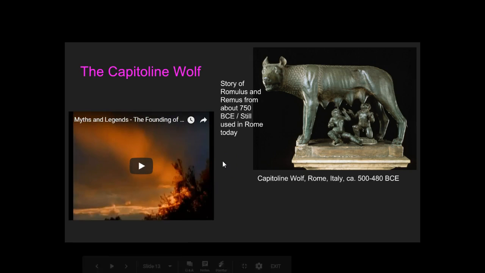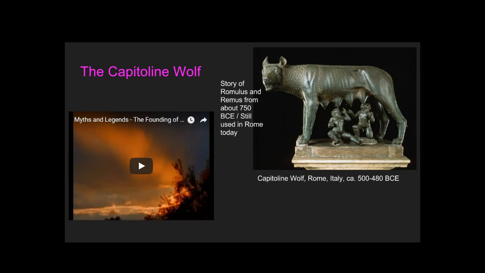Then we have the Capitoline wolf. So if you look over here, and we'll end up watching this video during class, but it's myth and legends of the Roman community. So we've got the story of Romulus and Remus from about 750 BC. It's still used in Rome today. This is called the Capitoline wolf.